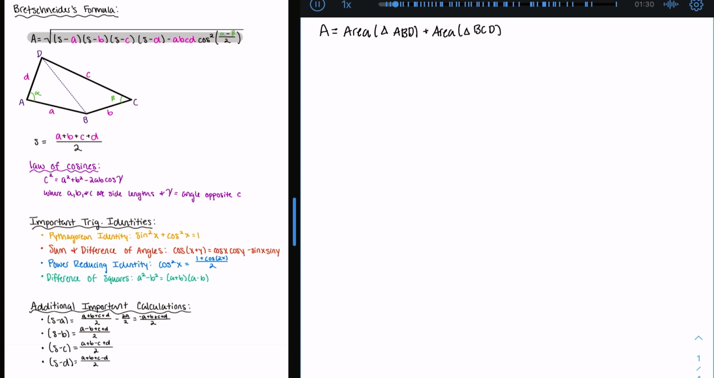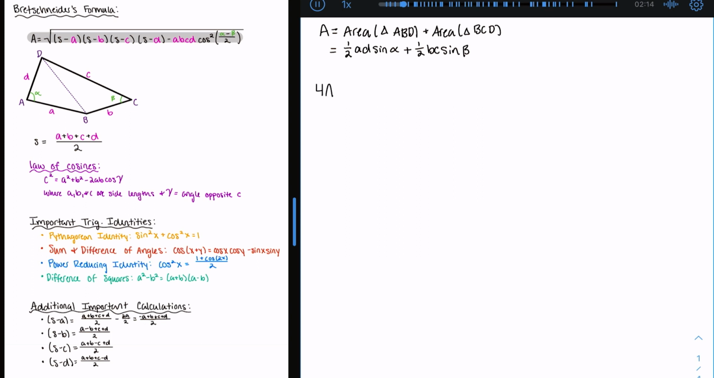And then using basic area formulas and some trigonometry, we know that the area of triangle ABD is equal to 1/2 times AD times sine of alpha, and that the area of triangle BCD is 1/2 BC times sine of beta. Okay, so now I'm going to multiply our area formula by 4 and then square it so that we can continue deriving our formula easily.